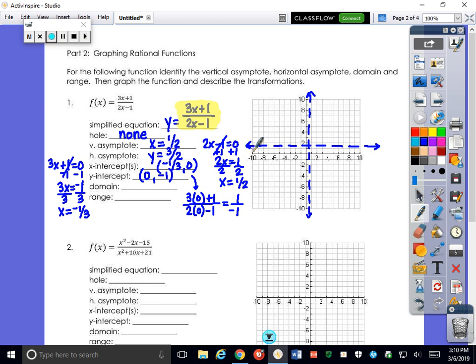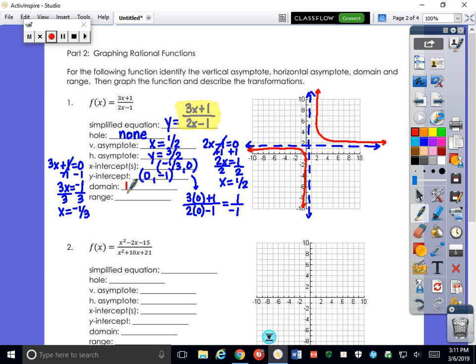My horizontal asymptote is at 3/2, which is like 1.5, so that's between 1 and 2. My x-intercept is at -1/3, so that's going to be about right here. And my y-intercept is at (0, -1). So I know just by knowing that those points are on my grid that my two branches are going to be in the bottom left and in the top right. They always need to be opposite of each other.